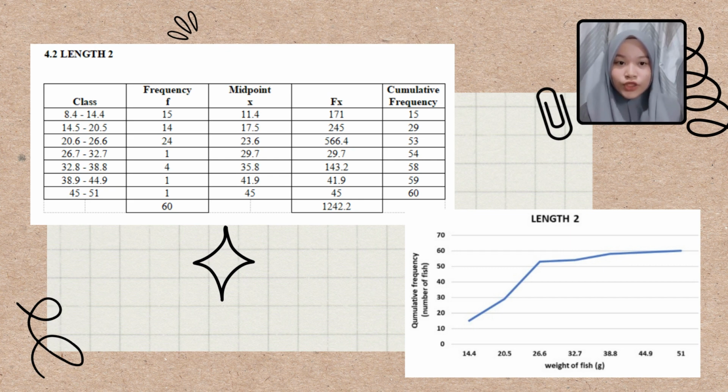Next, graphical representation for line 2. Figure 4.2 shows a cumulative frequency graph or ogive, which is a line graph that displays the cumulative frequency of each class at its upper class boundaries. The y-axis displays the cumulative frequency of the number of fish, and the x-axis displays the upper boundaries for the weight of fish in grams. As we can identify from the ogive graph, the graph begins at 14.4 grams with the cumulative frequency at 0, and on the other hand, at the weight of 51 grams, the cumulative frequency is 60.